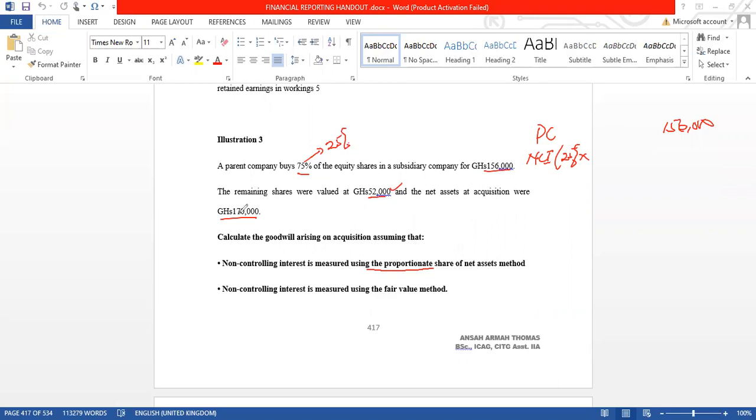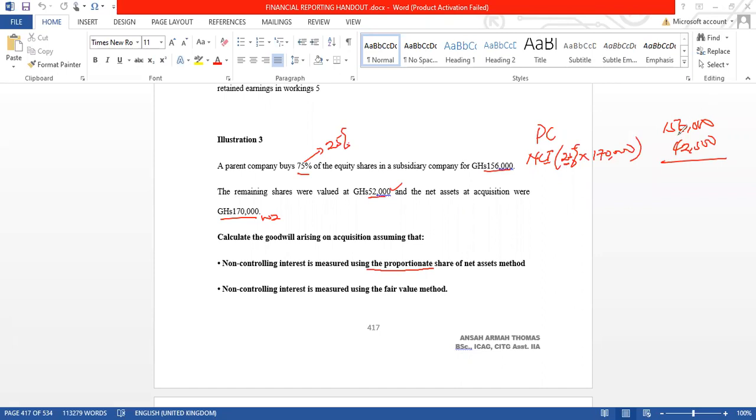So remember, this is your working 2. Don't forget. What you're going to do is 25% of 170,000. Take your calculator and do 25% of 170. Don't forget the 25% is the part that you don't control. So you do 0.25 multiplied by 170,000, and what you're going to get is 42,500. If you add this here, then you have 42,500 and 156.